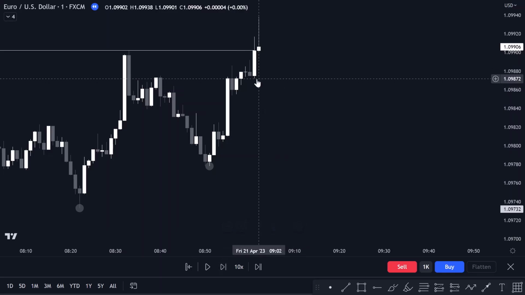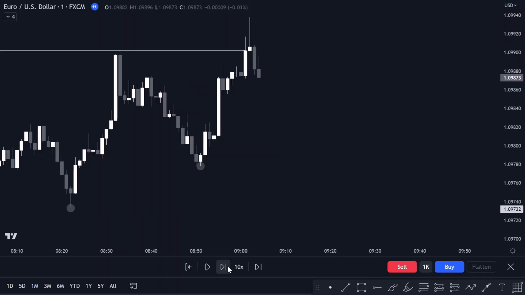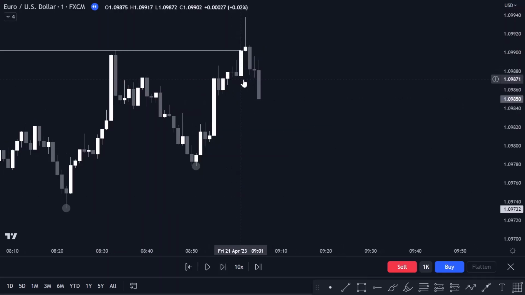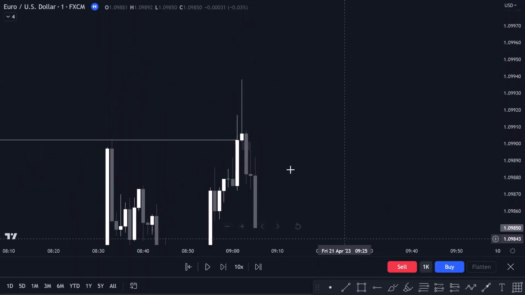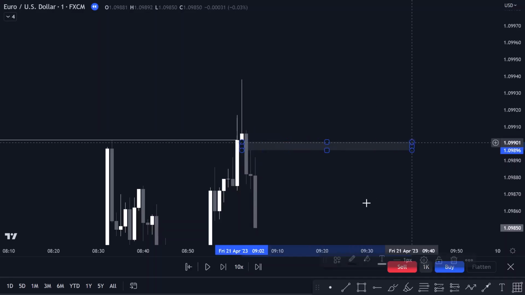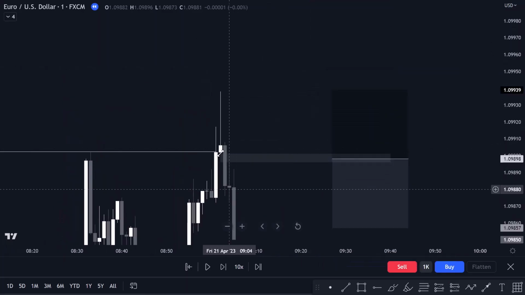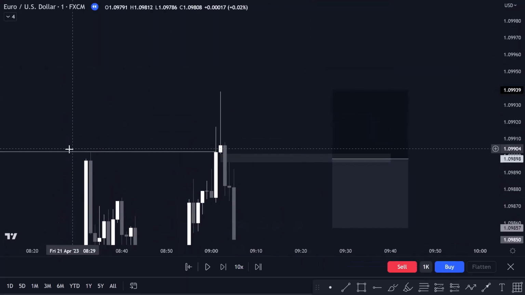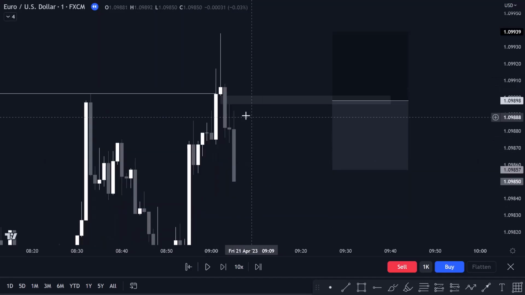I'd like to see this pullback broken as a change of character, which happened here. And then I do have this small fair value gap, a very small one. So what you can do is enter from this fair value gap. There is no point for price to go up here as all the liquidity is already taken. So now the logical thing is we wait for price to come to this fair value gap.